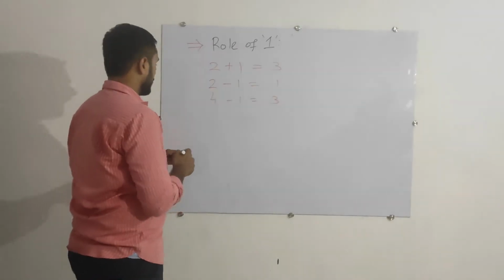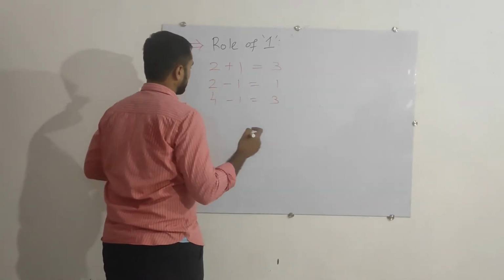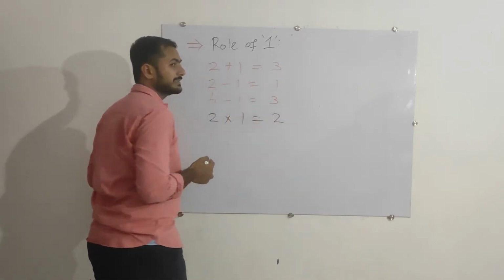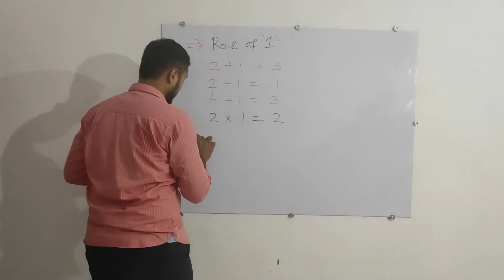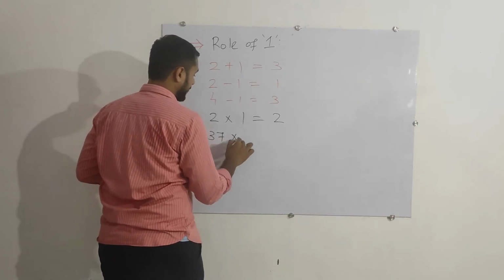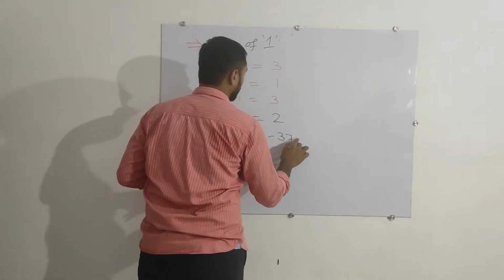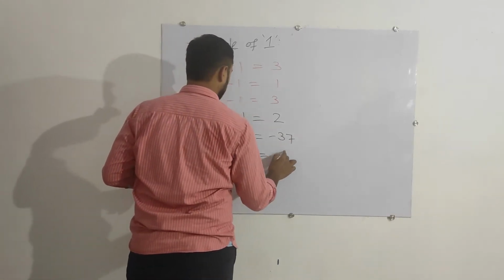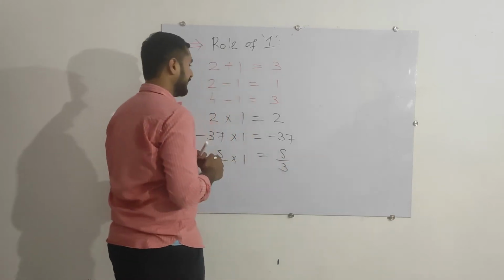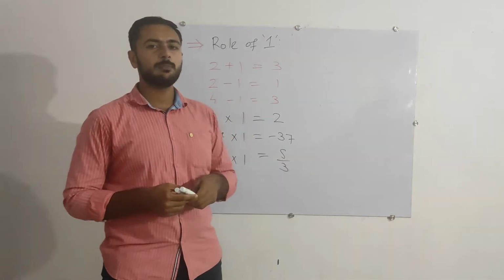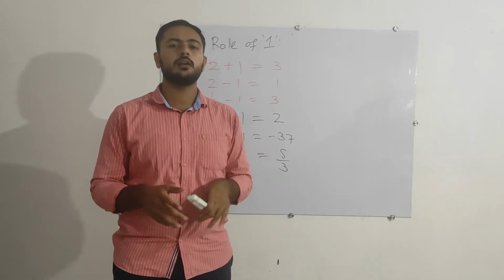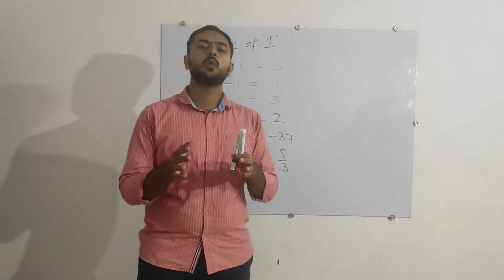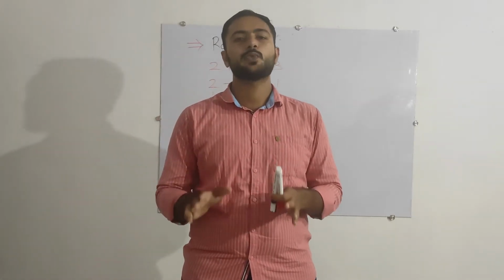Now for multiplication, let's see. If I do 2 multiplied by 1, 2 ones are 2. The answer will be the same. Now if I select minus 3/7 multiplied by 1, that will be minus 3/7 only. If I select 5/3 multiplied by 1, that is again 5/3 only. It means in multiplication, if I multiply 1 with any number, the answer will be the same number only. Suppose I do 1 crore multiplied by 1, the answer is 1 crore.